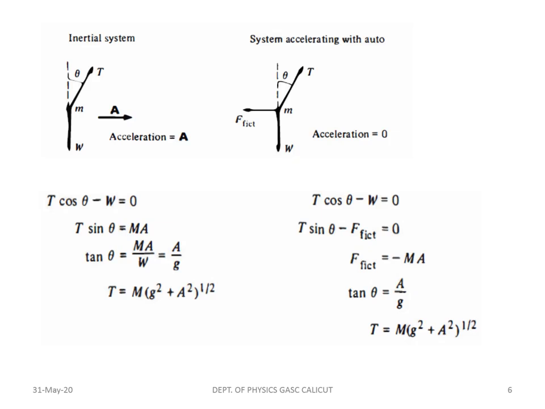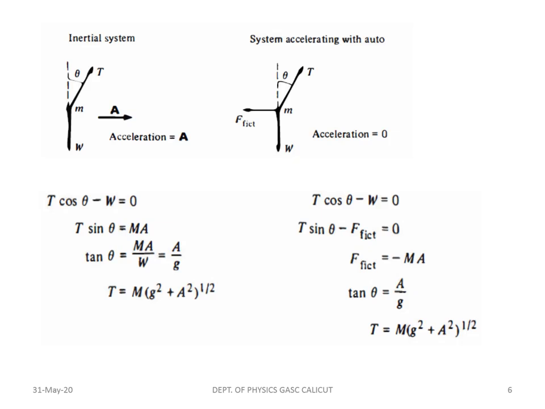In the horizontal direction, T sin theta is the tension acting in the direction of minus x, and capital M A, where M is the mass and A is the acceleration of the car, gives T sin theta equal to M A. If you divide the two equations, you will get tan theta is M A by W, or else A by g. From there you will get the value of T.